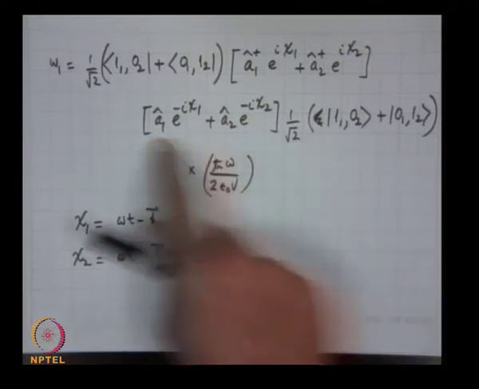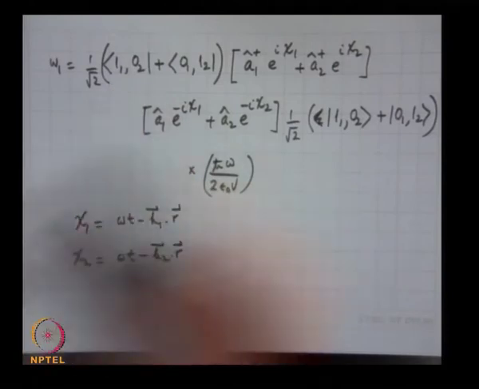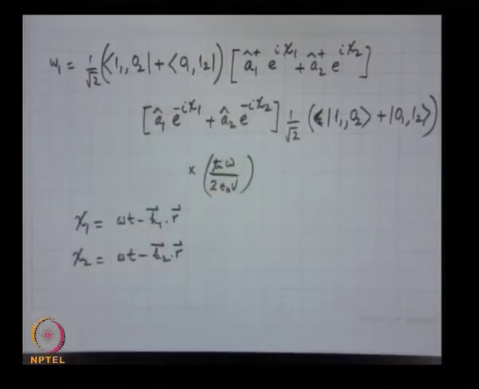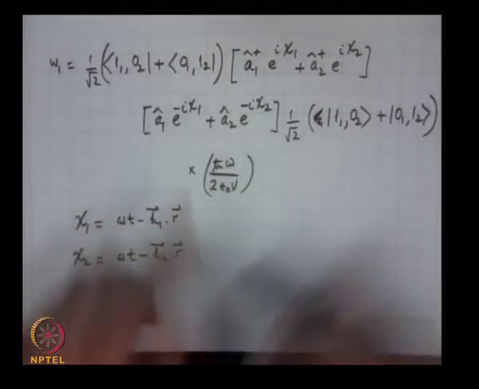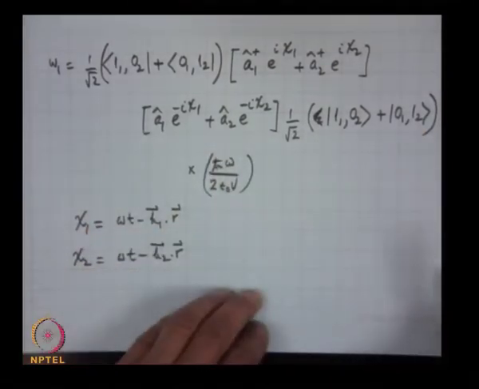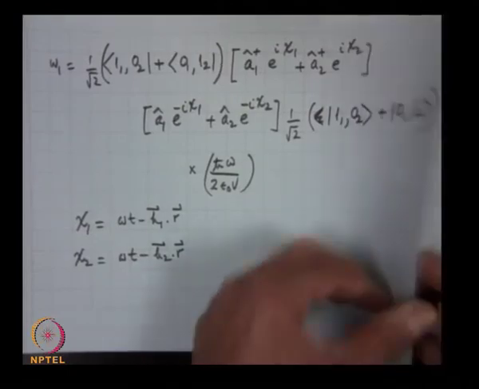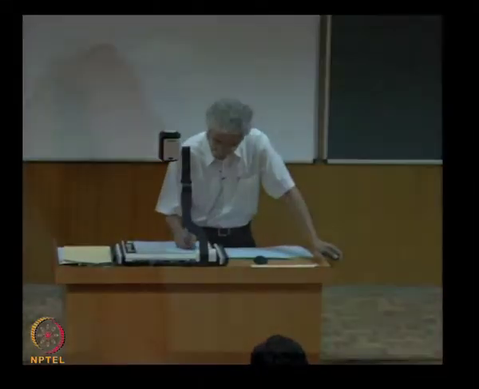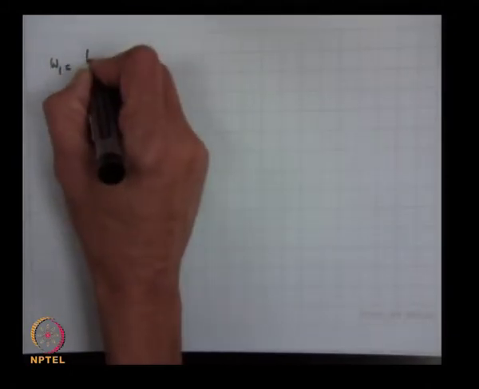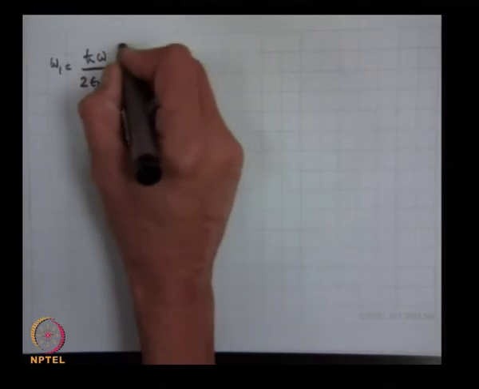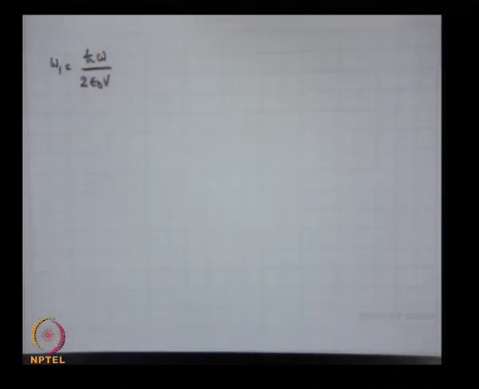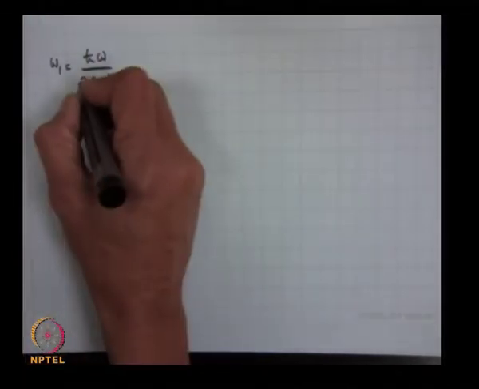Now I can operate this on the right side, I can operate this on the left side, and get quick expressions. So what happens to this when this operates on this side? Okay, so let me operate these two. So W1 will be h cross omega by 2 epsilon 0 V. There is a 1 by root 2 and 1 by root 2, so that becomes another factor of 2, that becomes 4.